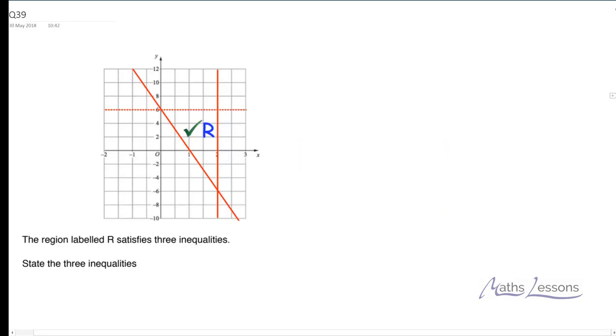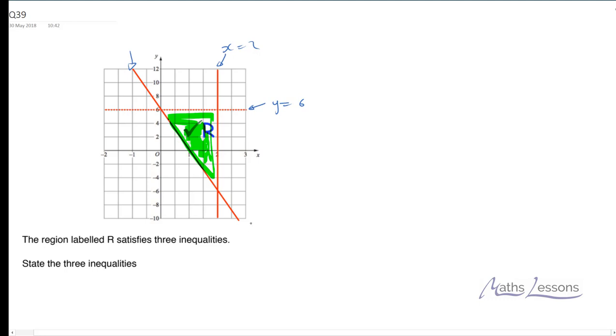Right, we've got an inequalities question. We want to find the region labelled R that satisfies 3 inequalities. So here's our region R. And it's going to satisfy 3 inequalities. So we need to find the equation of these lines that are boundaries first. That's our starting point. So we know that this one is x equals 2, because wherever we are on here, x equals 2. We know here y equals 6.